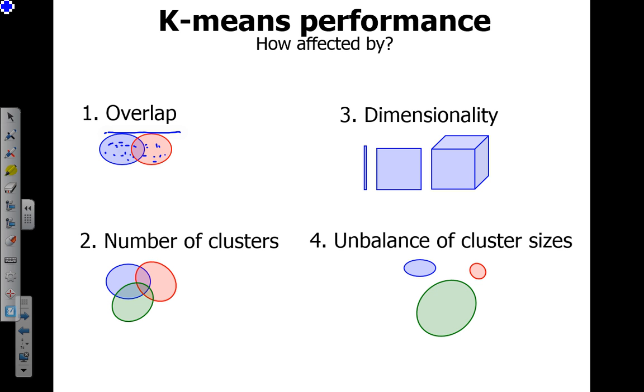Second is the number of clusters. Here we have 3 clusters, but what if I have 4, 5, 50, 100? How does it affect how well k-means performs?